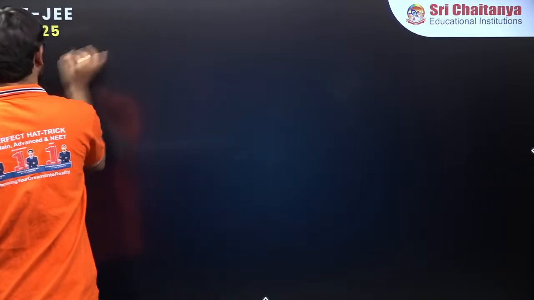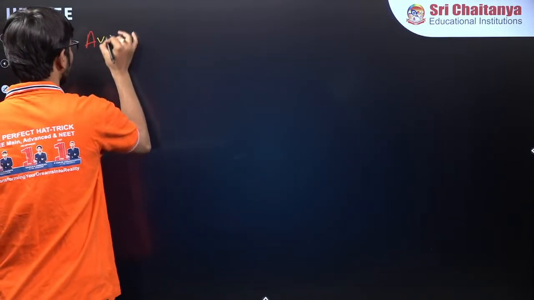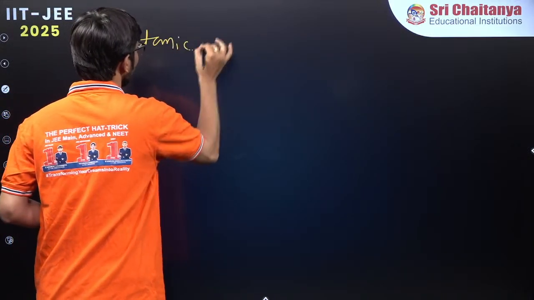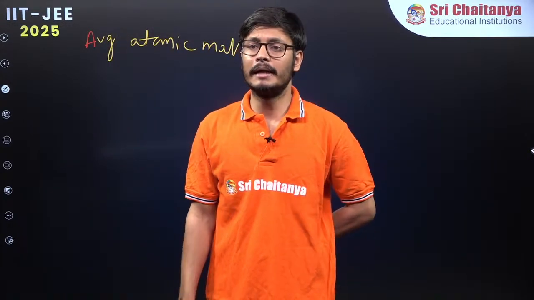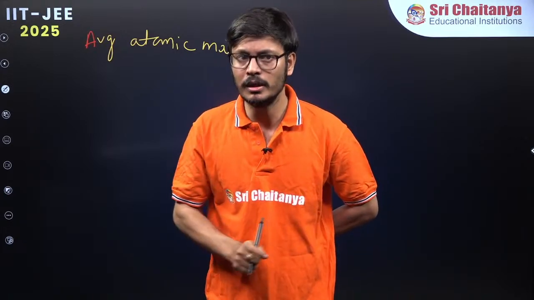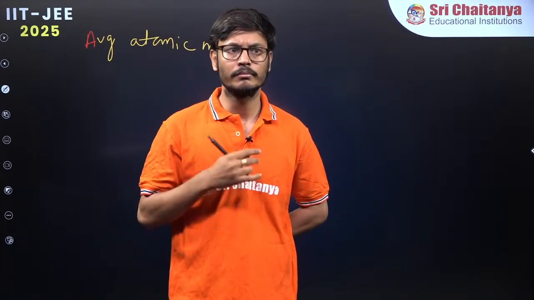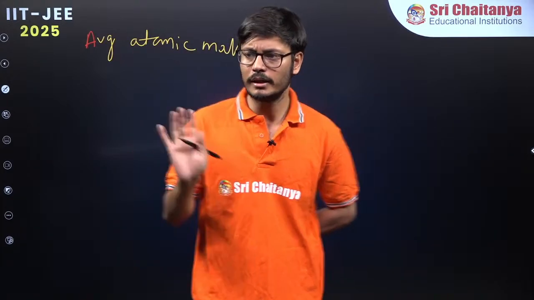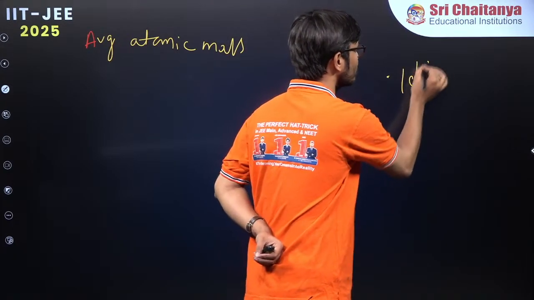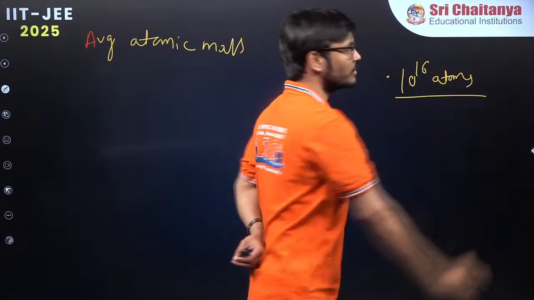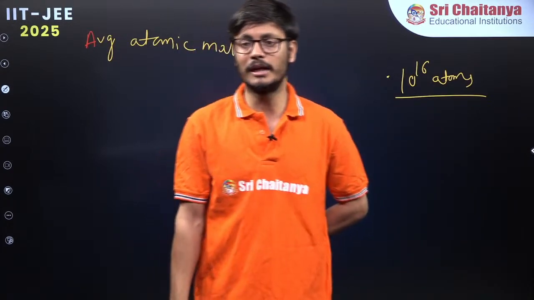Okay, so in the last class, we were looking at the concept of average atomic mass. I defined what atomic mass was. As we said, it is impossible to measure the mass of one atom because in one speck of dust there are 10 to the power 16 atoms. So to measure the mass of one atom is not possible experimentally.